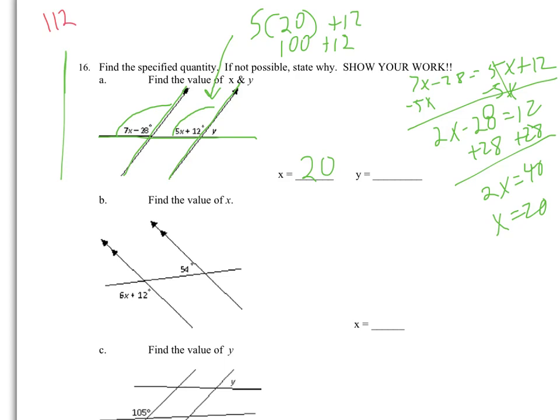And it forms a linear pair with angle y. So they are supplementary. They add up to 180. So that would be my equation to solve for y. Subtract 112, and we find that y is equal to 68.